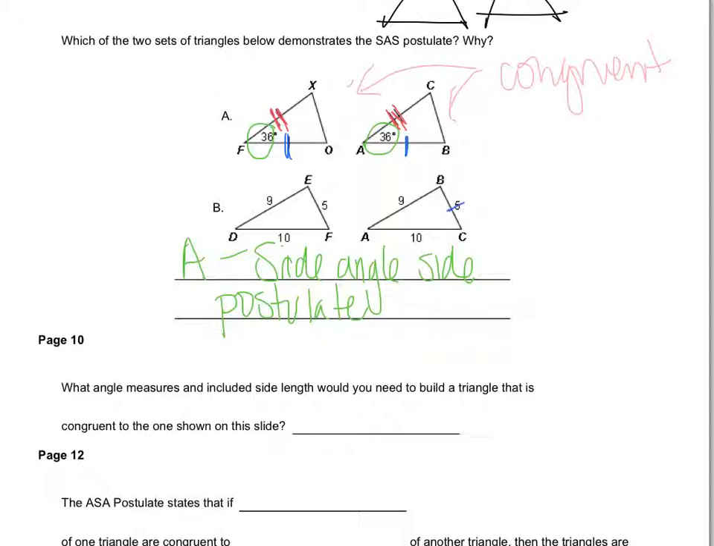And we notice that EF is 5. It also says that AC is 10 and DF is 10. And it says ED is 9, and it says that AB is 9. So because I have 3 sets of congruent sides, this one is true by the SSS postulate, the side, side, side postulate.